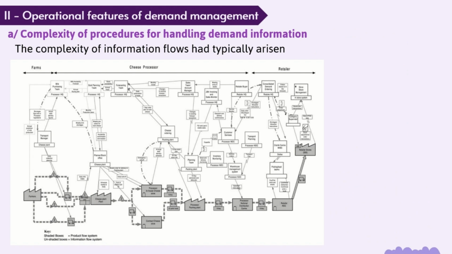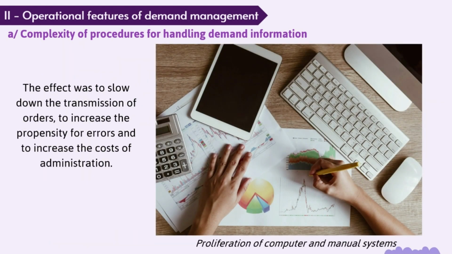A number of operational features of demand management emerge as problematic across the chains studied. The complexity of information flows had typically arisen because systems had evolved rather than having been planned, and because of the proliferation of computer and manual systems that had been developed in isolation along the supply chain. The effect was to slow down the transmission of orders, to increase the propensity for errors, and to increase the cost of administration.